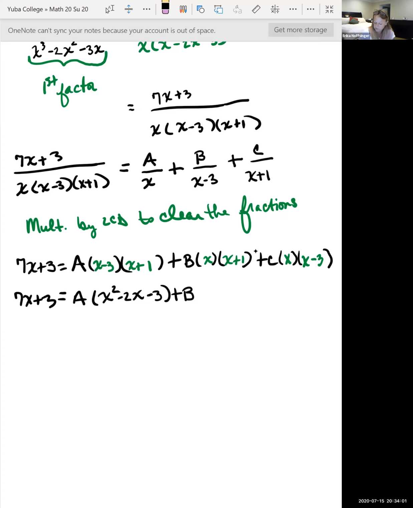So let's distribute. You can do it at the same time. Let's distribute this bx. So we have a bx times an x is a bx squared. And we have a bx times a plus 1, so it's just bx plus bx. Same idea, just to kind of save time. I guess it's not a huge deal, but let's distribute the cx term into this parentheses all at once. So cx times x is cx squared, so plus cx squared. And cx times a negative 3, that would give you a negative 3cx.